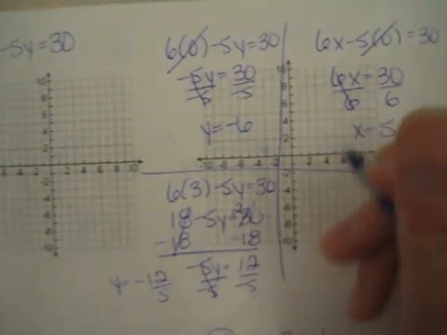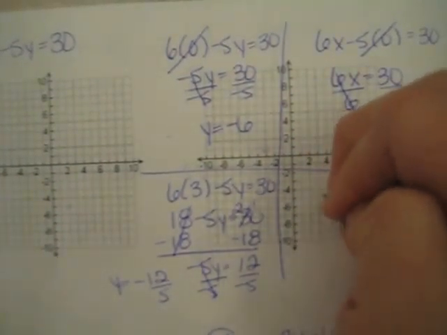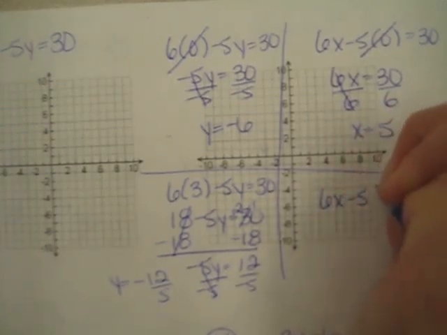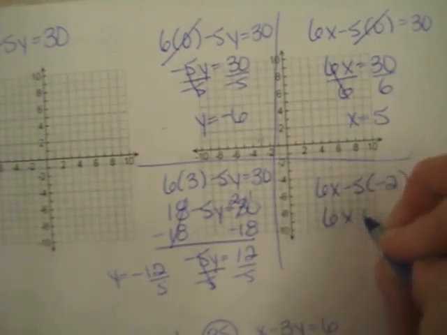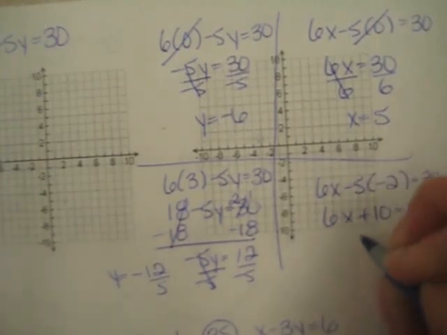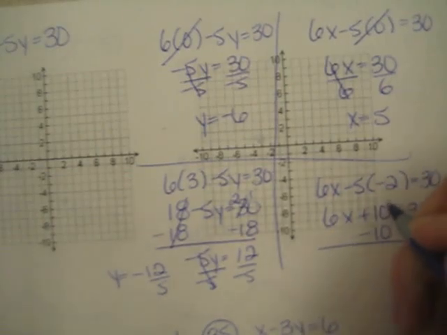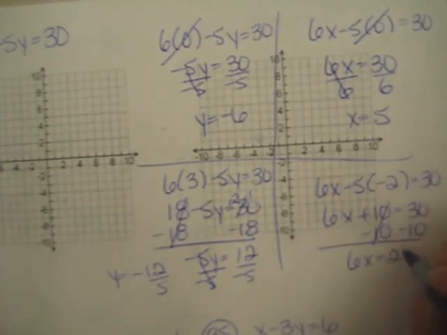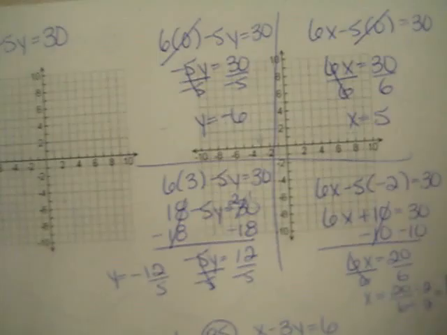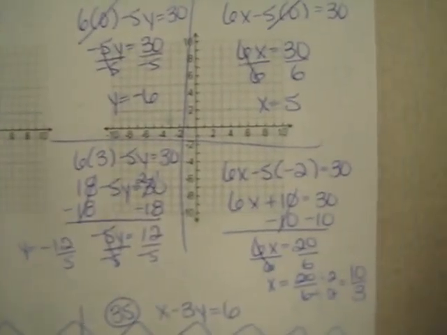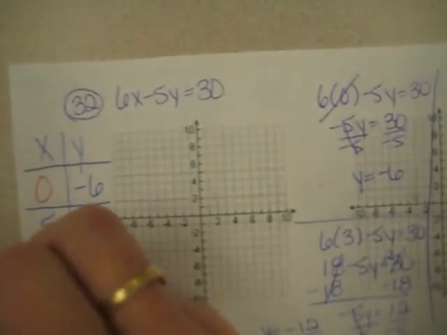And let's do our last coordinate, which was y equals negative 2. So 6x minus 5 times negative 2 equals 30. 6x plus 10 equals 30. Minus 10, minus 10. 6x equals 20. Divide everything by 6. X equals 20 over 6. Divide top and bottom by 2, and I get x equals 10/3. So we're going to put that in our table.